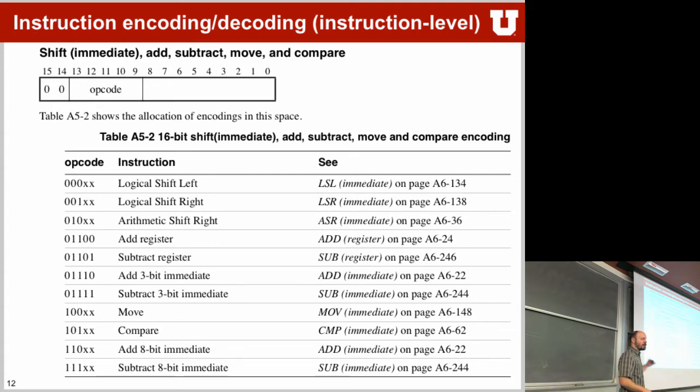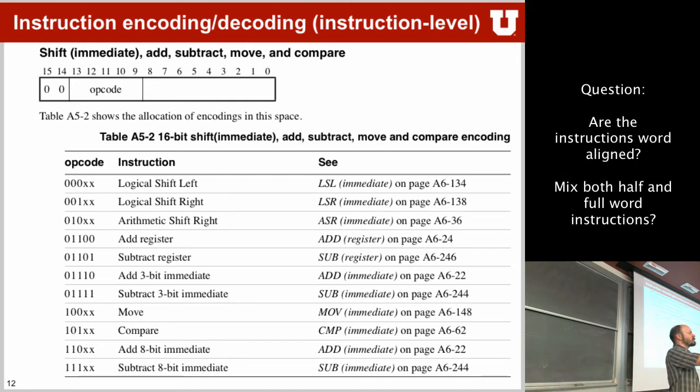So that's how your microcontroller will actually start looking at them and then start executing the different instructions. Yes? Are all of the instructions word aligned? No, half word. Okay, so you can have a half word instruction, a full word instruction, and another half word instruction. Correct, yes.